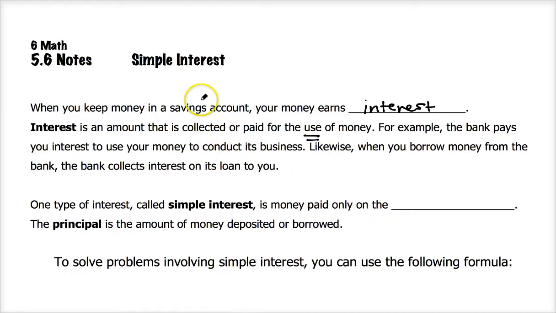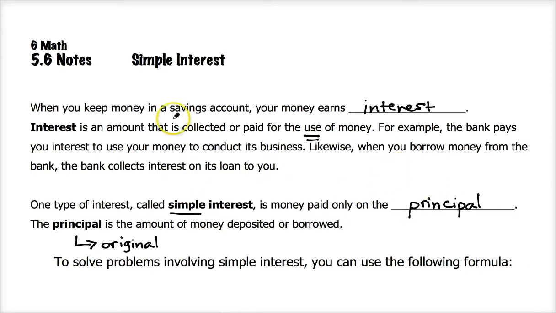So what we're going to do today is just talk about what is called simple interest. And simple interest is money that is paid only on the principal. The principal, when we're talking about money, is the original amount of money. Okay, it's the original amount of money that was either deposited in your account or possibly borrowed, let's say for a house. Okay, so simple interest is money that you pay on that original amount.